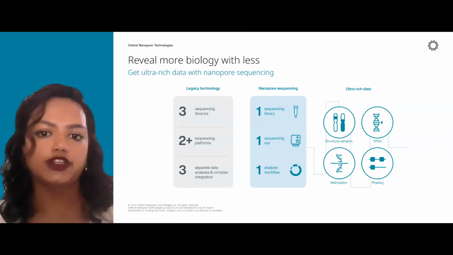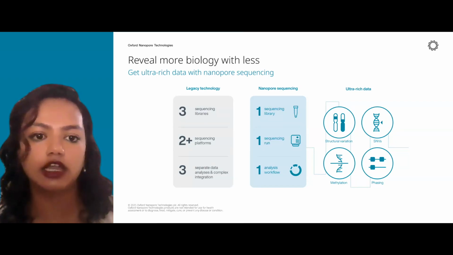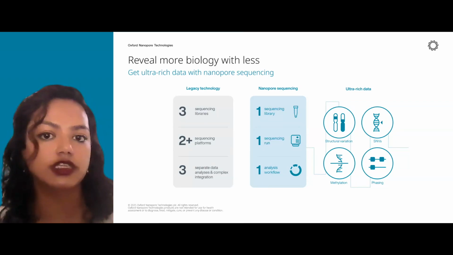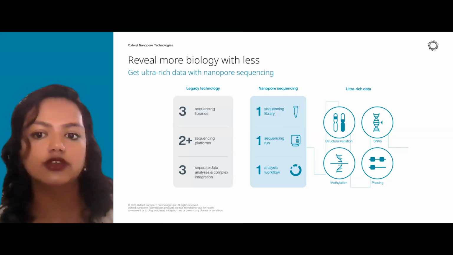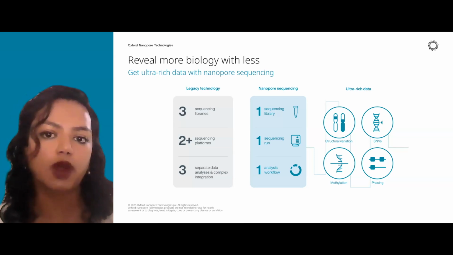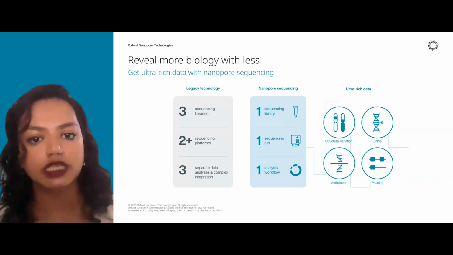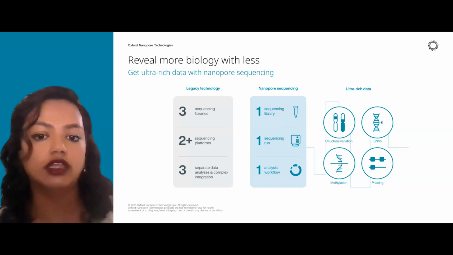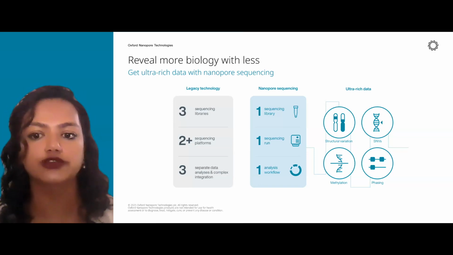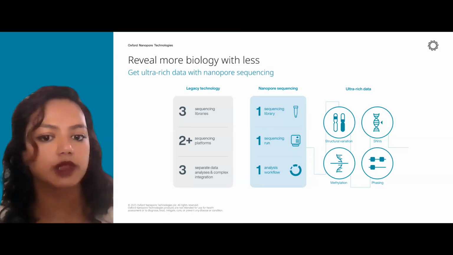This brings us to a key question. How can we simplify the process of generating rich, comprehensive data while avoiding the inefficiencies of legacy methods? With traditional sequencing technologies, answering these biological questions often requires multiple steps. You need to prepare several libraries, use different sequencing platforms, and then navigate complex data integration steps. This approach is time-consuming, it's costly, and can introduce potential for errors or missed insights. Oxford Nanopore eliminates this complexity.